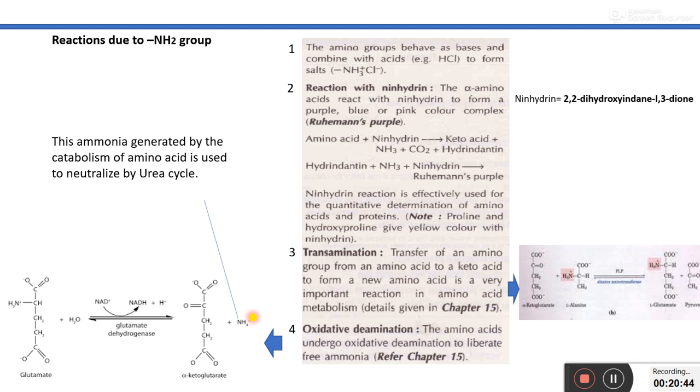So this is all about the physical and chemical properties of amino acids.